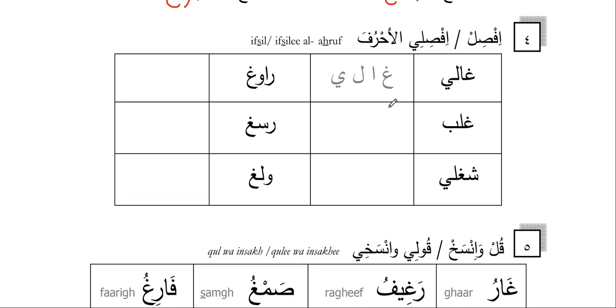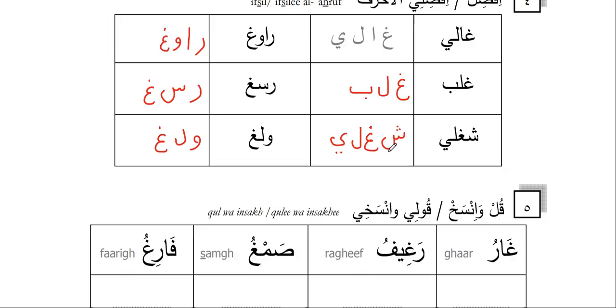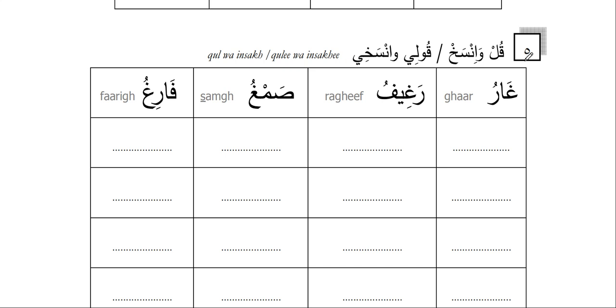So let's separate the letters here in exercise 4. Ghain, lam. This exercise is basically to make you practice to recognize the letters in the joined letters. So sheen, ghain, lam, and ya. Ra, alif, waw, and ghain. Ra, sin, and ghain. And waw, lam, and ghain. So quickly we go to exercise number 5.